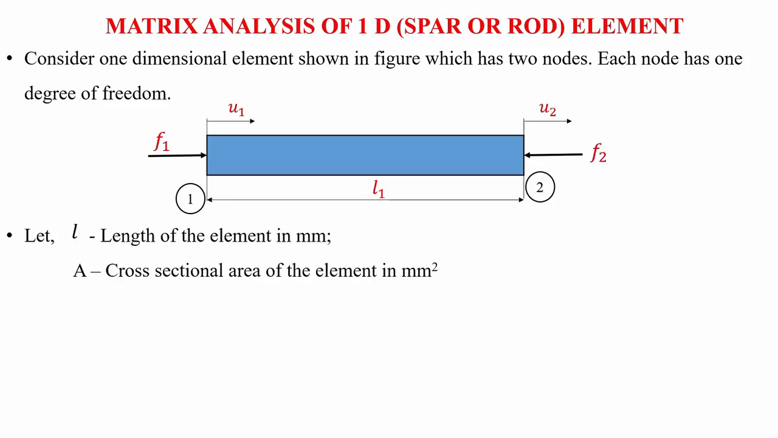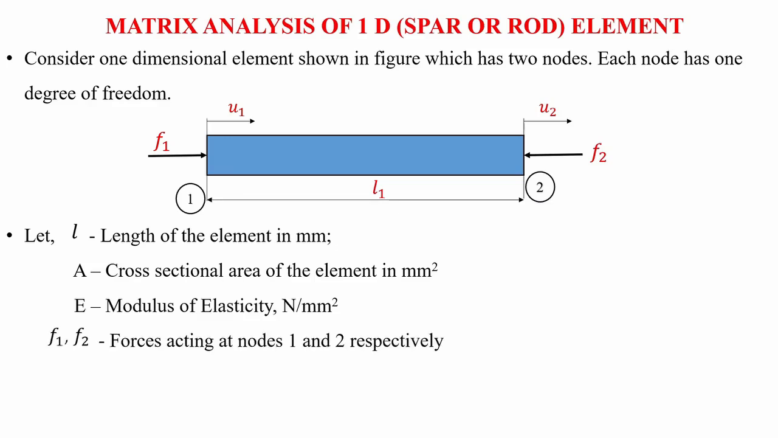A is the cross-sectional area of the element in millimeter square. E is modulus of elasticity, also known as Young modulus, in Newton per millimeter square. F1, F2, as we have already said, are forces acting at nodes 1 and 2 respectively, and U1 and U2 are the displacements at each node 1 and 2 respectively.